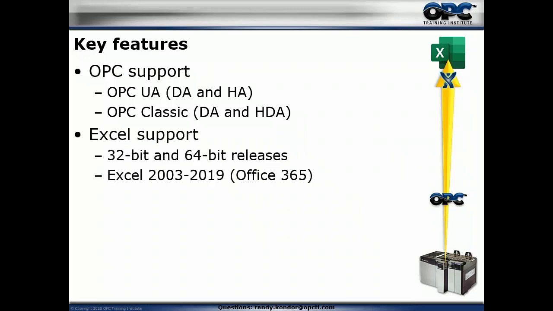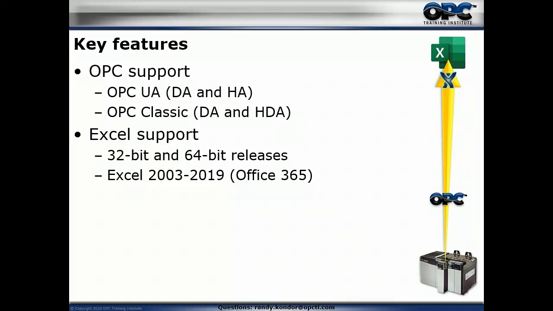Number two, Excel support. So I've seen a lot of people, they're still using the old versions of Excel. And why? Because that's 32-bit. And why is that important? Because maybe you have macros that don't work on the new 64-bit releases of Excel. Well, in this case, everything works with 32 and 64 bits from Excel 2003 to 2019. So we're talking Office 365.